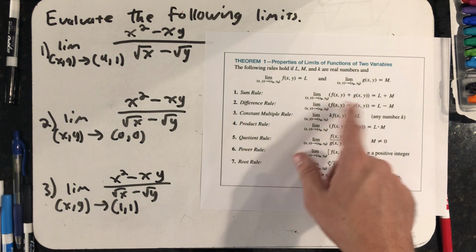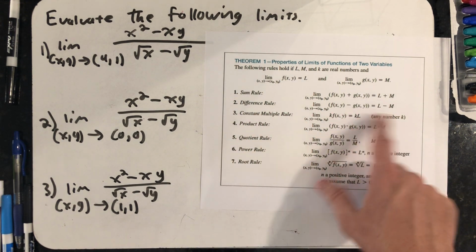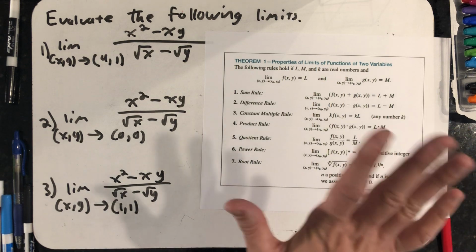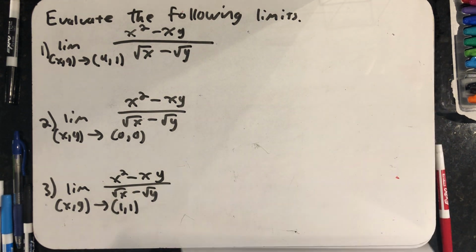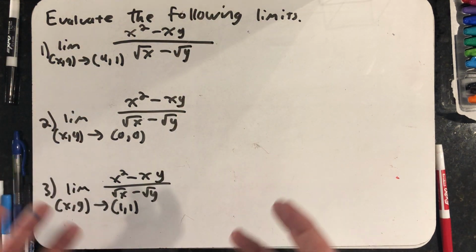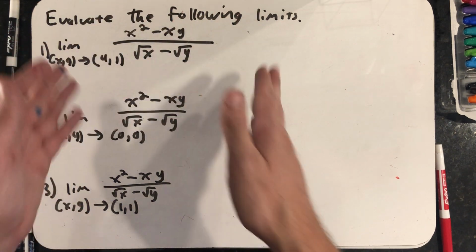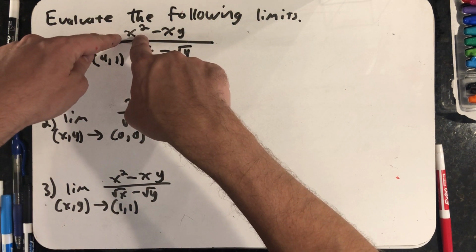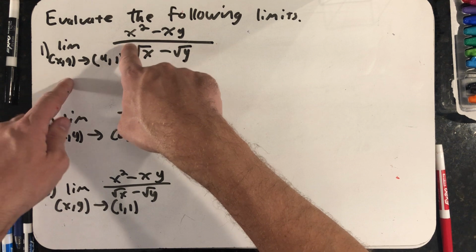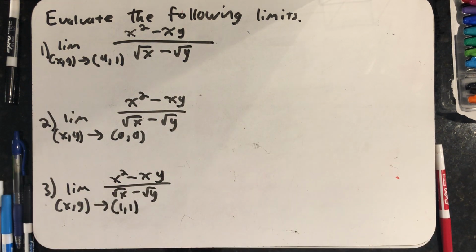Sums, take the limit of a sum and you add the limits. To take the limit of a difference, you subtract, and everything works out exactly the same way. So in this first problem, I can imagine taking the limit of the top and the limit of the bottom separately from each other, and then splitting up around the differences. And then for this term, I would take the limit as (x, y) approaches (4, 1) of x, and then square that, right? I could just work it all the way out.